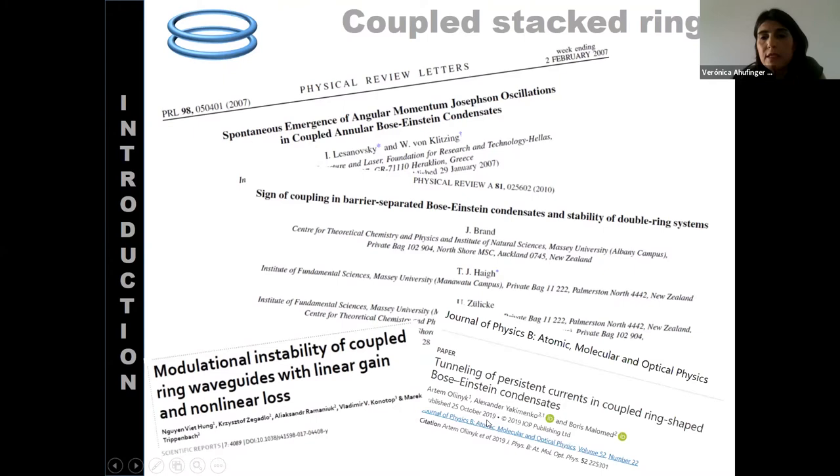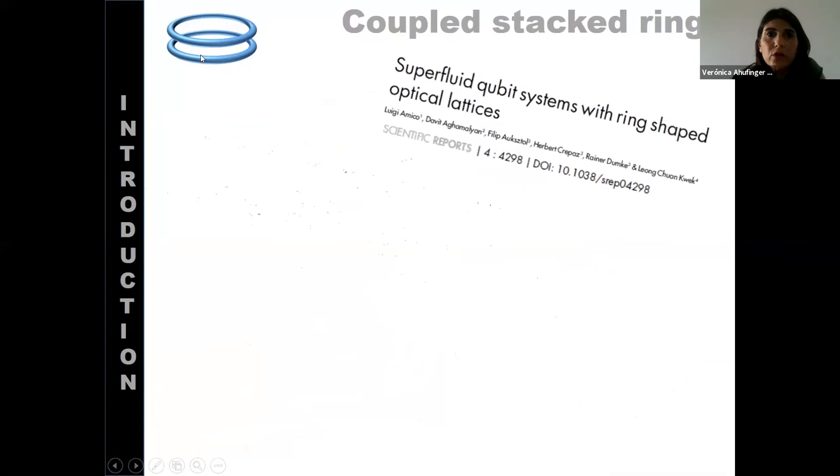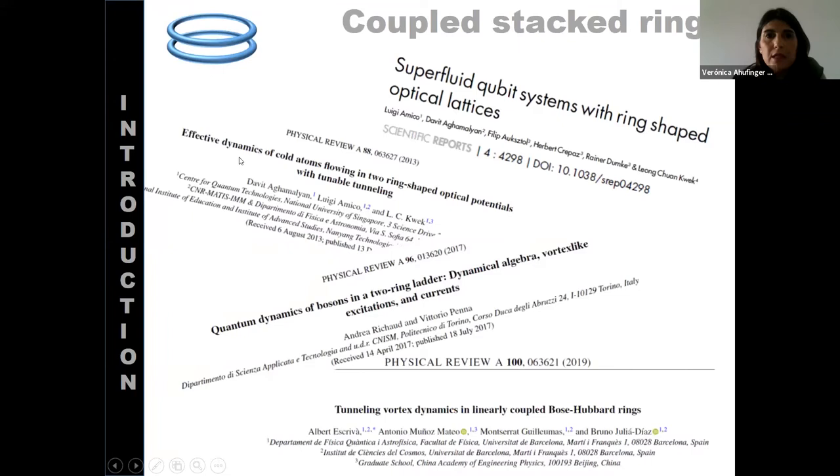I would like just to mention that, of course, this is not an exhaustive list of references. It's just to give you an idea of the type of physics that have been studied in the system. This system can be slightly modified by introducing an optical lattice in each of the rings. This modification leads also to very interesting results, as has been shown by Luigi Amico and co-authors. For instance, the prediction of the tunability of the coupling, or the proposal of using the system as a qubit. Also, the dynamics of vortices in this system has been studied, and here you have a couple of examples.